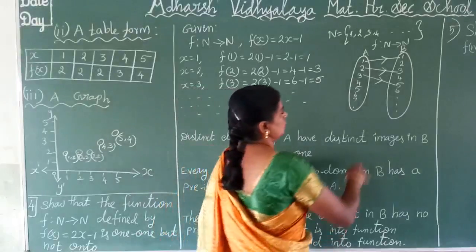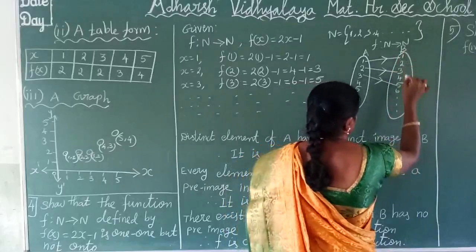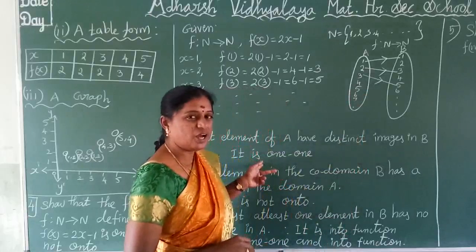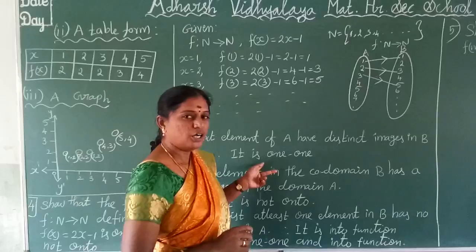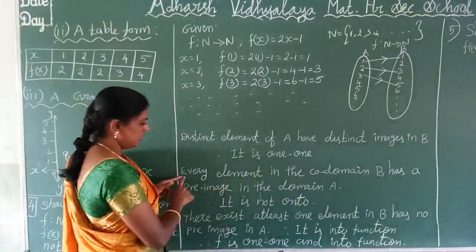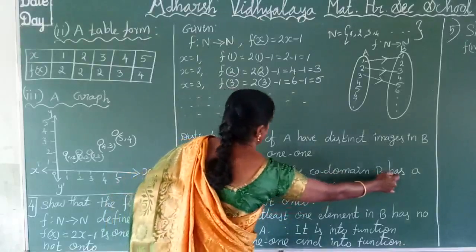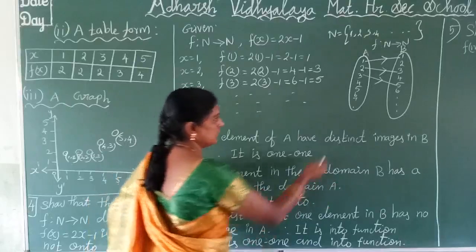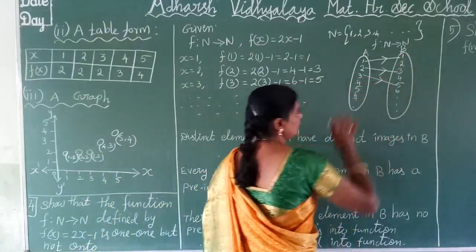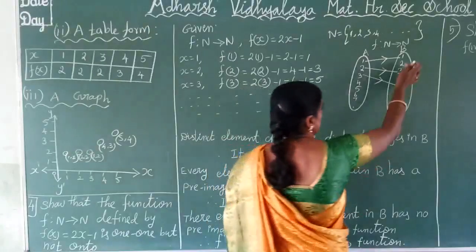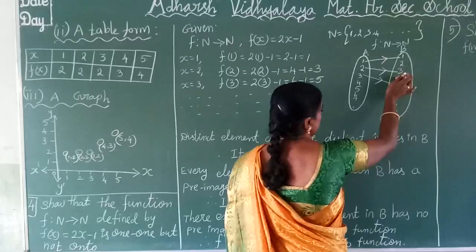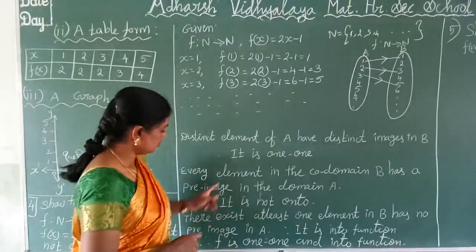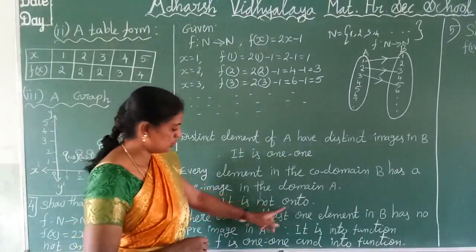Next, onto. Here in the codomain all elements have a pre-image. That is the onto definition. Every element in the codomain B has a pre-image in the domain A. See, here do all elements have a pre-image? No. So here 2 has no pre-image, 4 has no pre-image. So it is not onto. So in this function it is not onto.